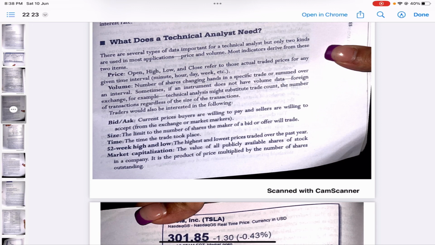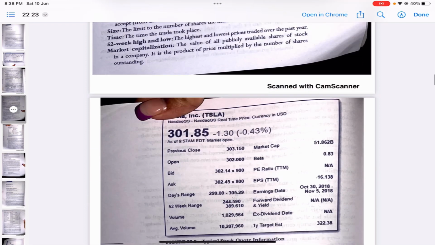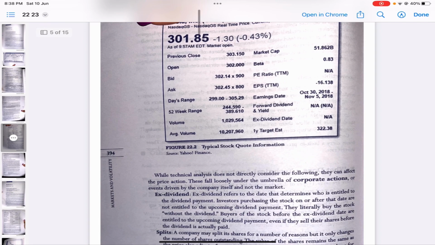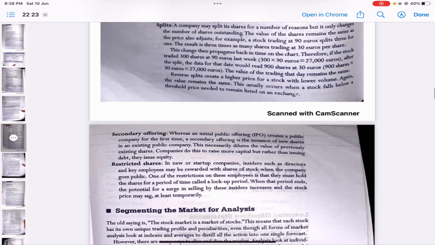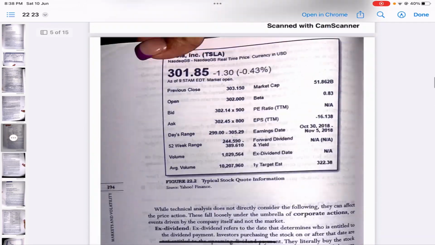52-week high and low is the highest and lowest prices traded over the past year. Then we have market capitalization, which is the value of all the publicly available shares in a company. The outstanding shares multiplied by the price will give you your market capitalization. So these are the things which are essential for a technical analyst.